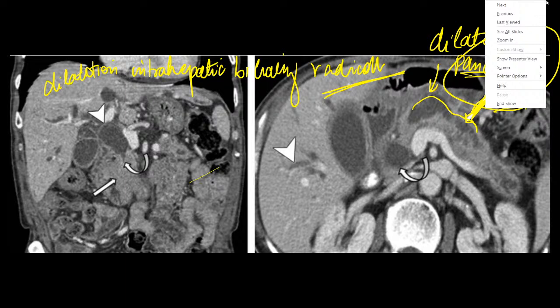Stone at ampulla, okay, that can be a cause. But it is very rare that a stone in the common bile duct results in pancreatic duct dilatation. Caroli's disease, the pancreatic duct will not be dilated in Caroli's disease. What else can be the possibility?